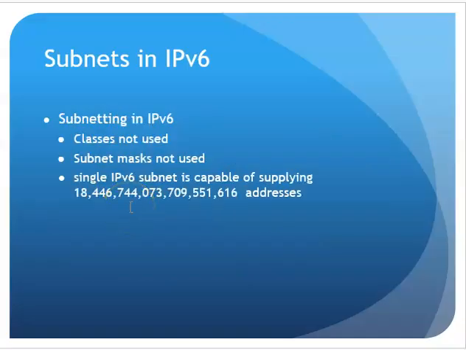So with subnetting in IP6, we're not using classes. There is no class of addresses for IP6, class A, class B, class C kind of thing. There are types of IP version 6 addresses, but there are no classes. So we don't really have a subnet mask that we're using.